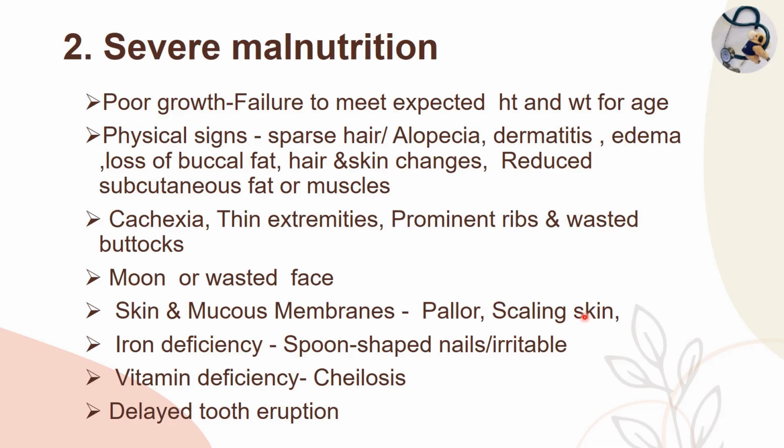Skin and mucous membrane changes like pallor and scaling skin. Skin changes in kwashiorkor. And there can be signs of iron deficiency anemia like irritability or spoon-shaped nails. And then there can be vitamin deficiency signs like cheilosis, cheilitis, and smooth tongue. All these features can be there. And delayed tooth eruption can be another clue for severe malnutrition.